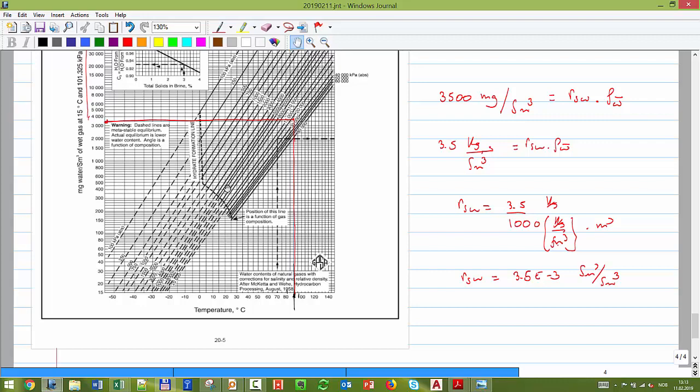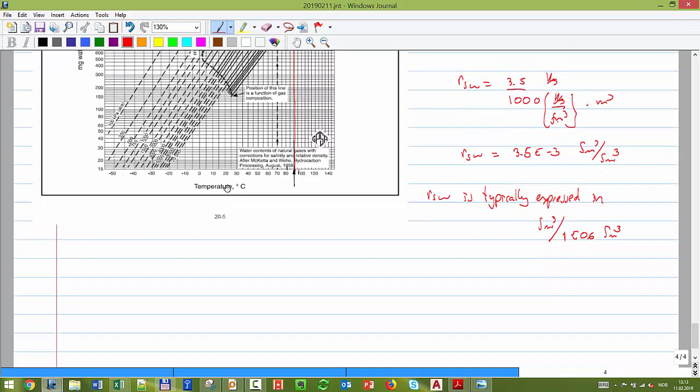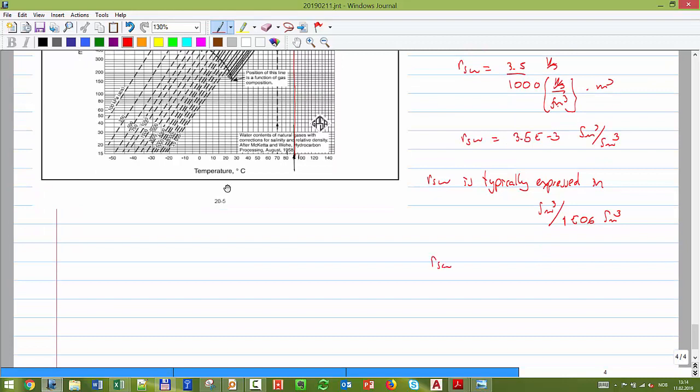A unit that is typically used for this RSW is typically expressed in standard cubic meter per million standard cubic meter of gas, because it's usually a very small number. So they like to express it in terms of million. So how do we change this unit to million?